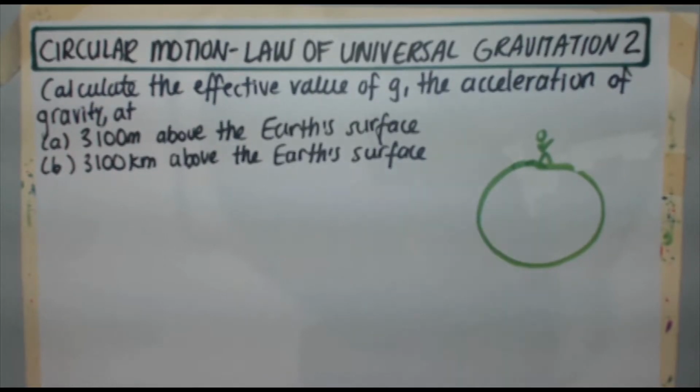Calculate the effective value of g, the acceleration of gravity at A, 3,100 meters above the Earth's surface, and B, 3,100 kilometers above the Earth's surface. Okay, so this is the problem we're dealing with here.